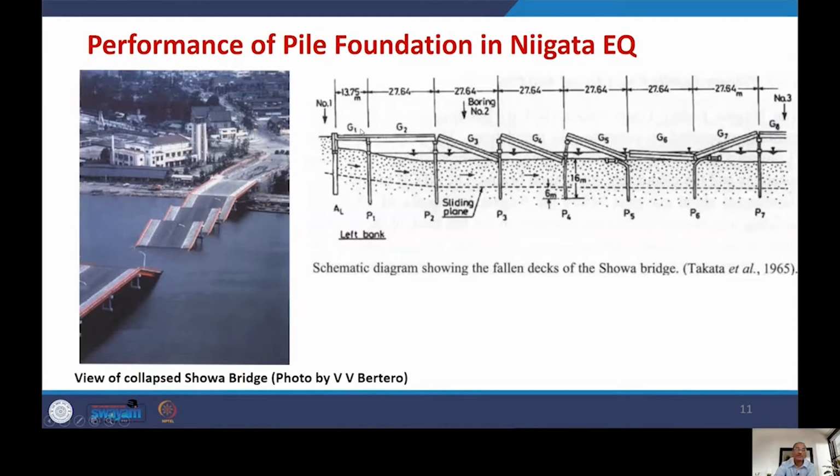There are different spans. You have AL, the left abutment, and P1, P2, P3, P4, P5, P6, P7, which are the piers. You see that span G1 and G2 are fine, but G3 collapsed, G4 collapsed, G5 collapsed, G6 collapsed, G7 collapsed. So 5 spans of the bridge got completely collapsed. As a result, this bridge is declared almost completely collapsed. This was the performance of pile foundation in the Niigata earthquake. So that means it was not good. If you see this Showa bridge, I think this is listed here.